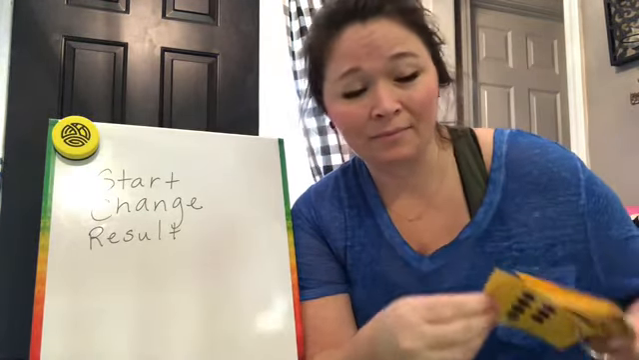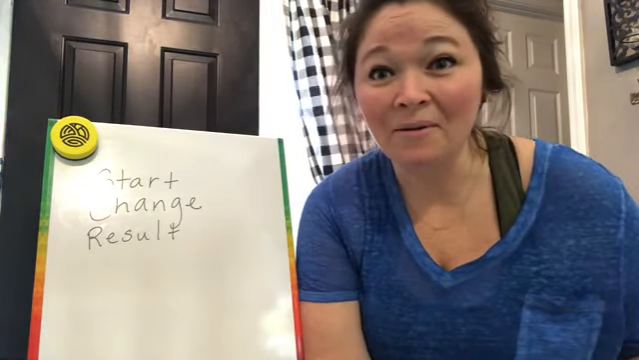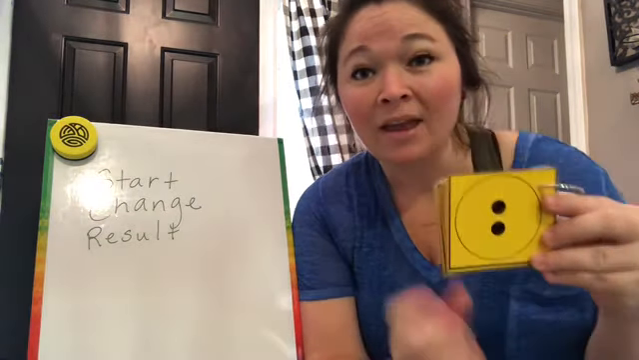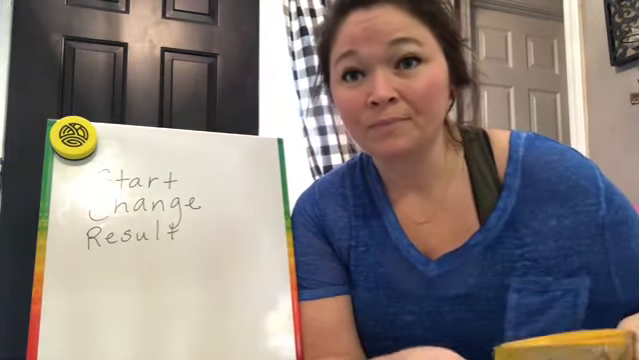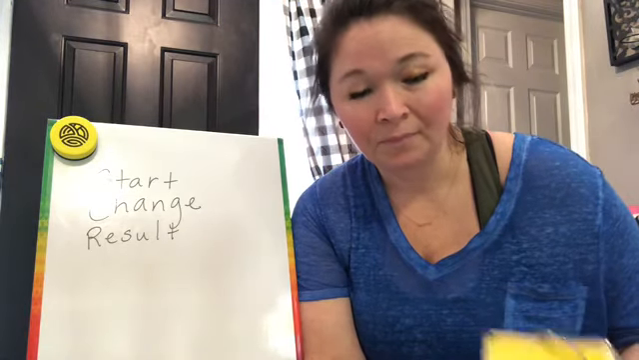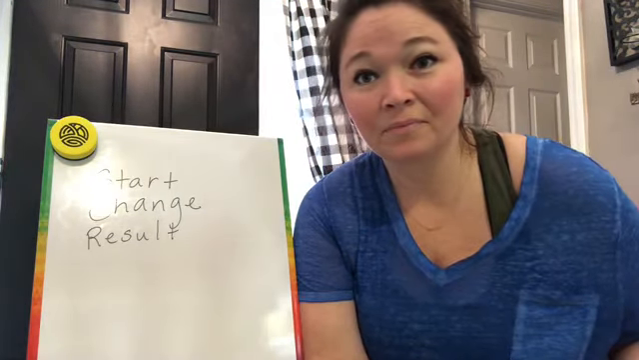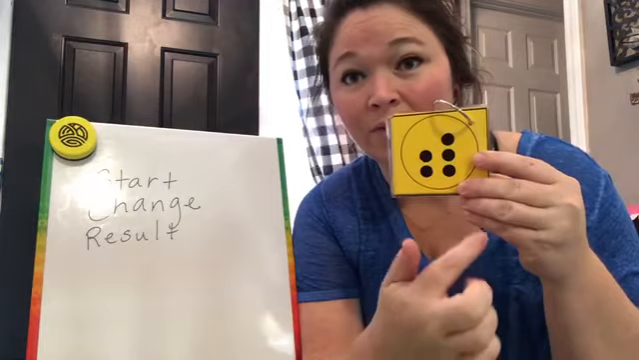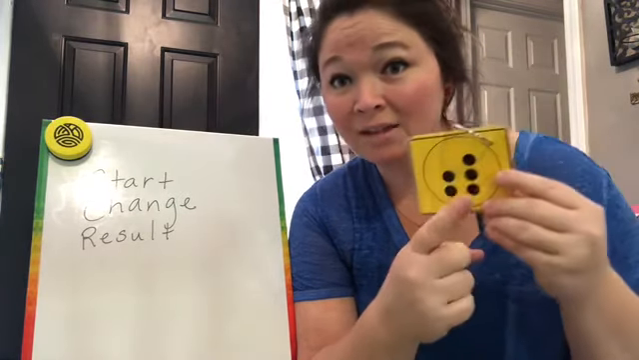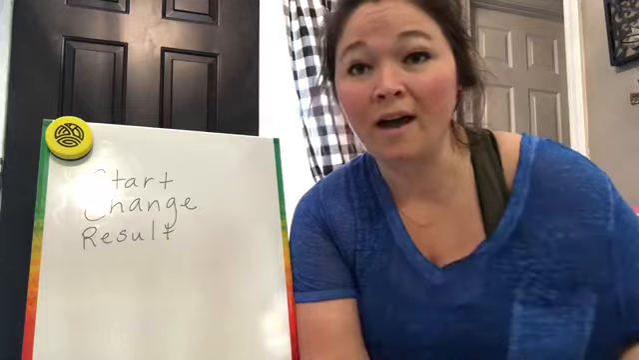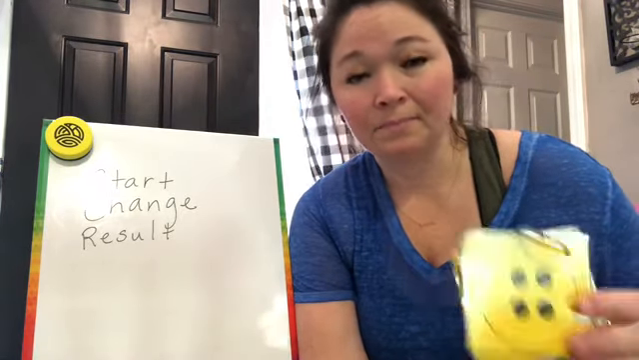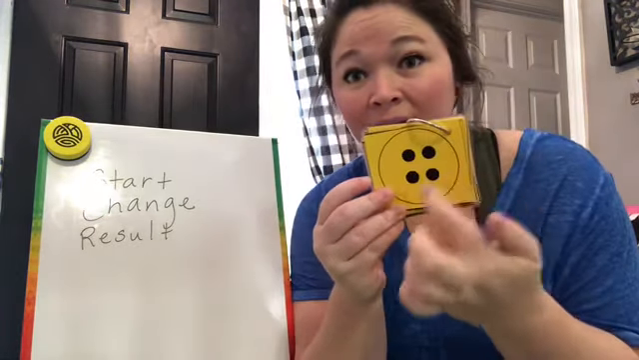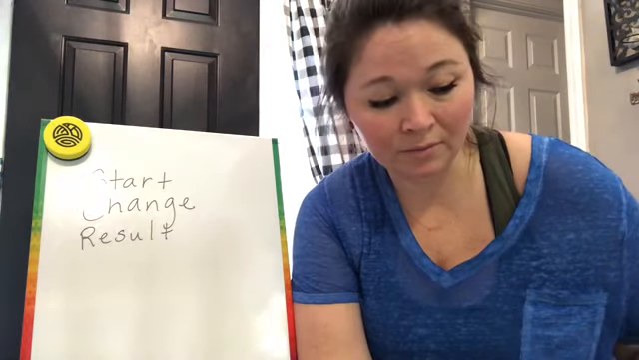Let's look at a different one. That one was easy. 2. Okay, so we can see 1 and 1 makes 2. Simple. Five. What did you see first? Did you see the 3 first or the 2 first? I saw the 3 and I thought 3 and 2 more is 5. Four. That's an easy pattern to see. 2 and 2 makes 4.